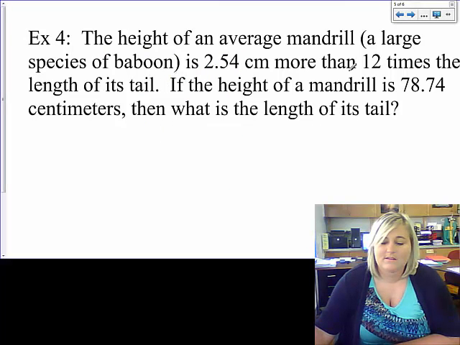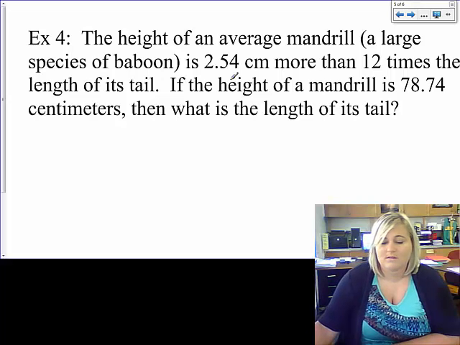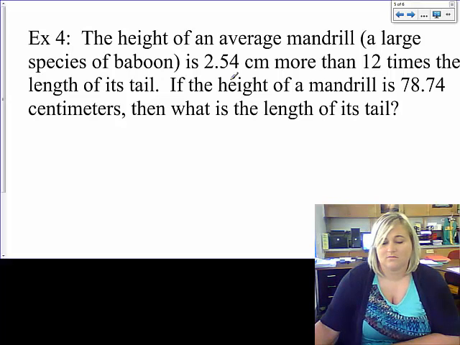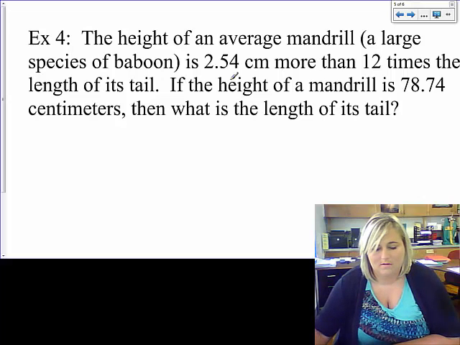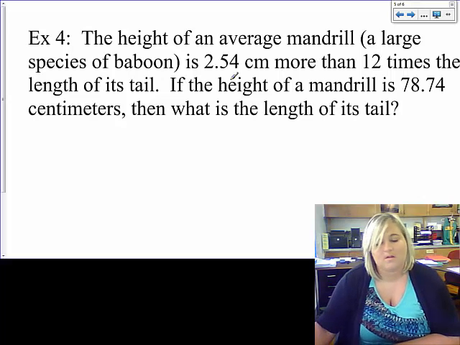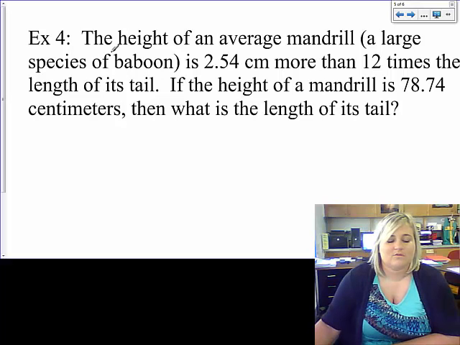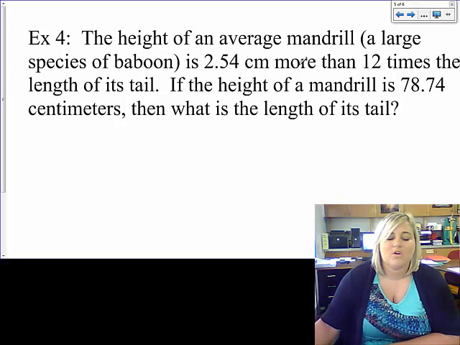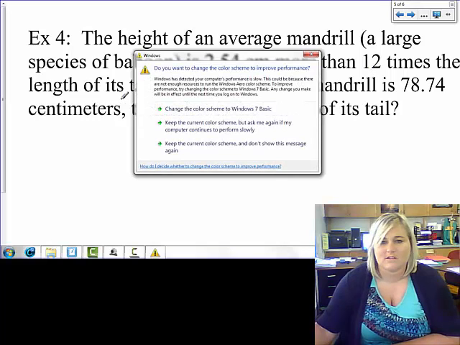The height of an average mandrill, a large species of baboon, is 2.54 centimeters more than 12 times the length of its tail. If the height of the mandrill is 78.74 centimeters, then what is the length of its tail? So, some things that they tell me. The height is 2.54 centimeters more than 12 times the length of its tail.